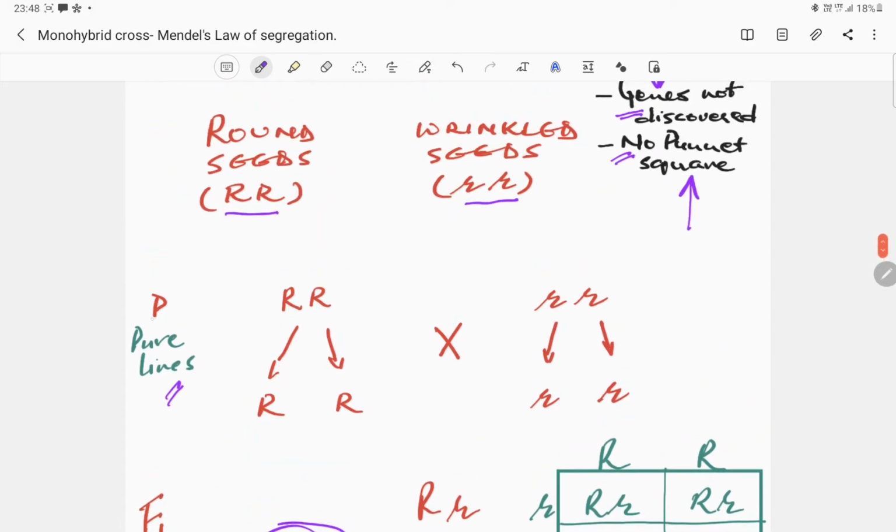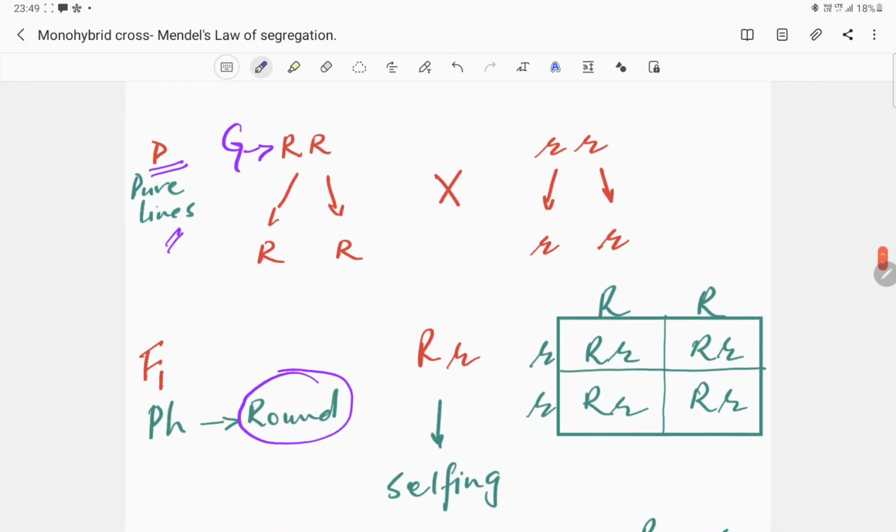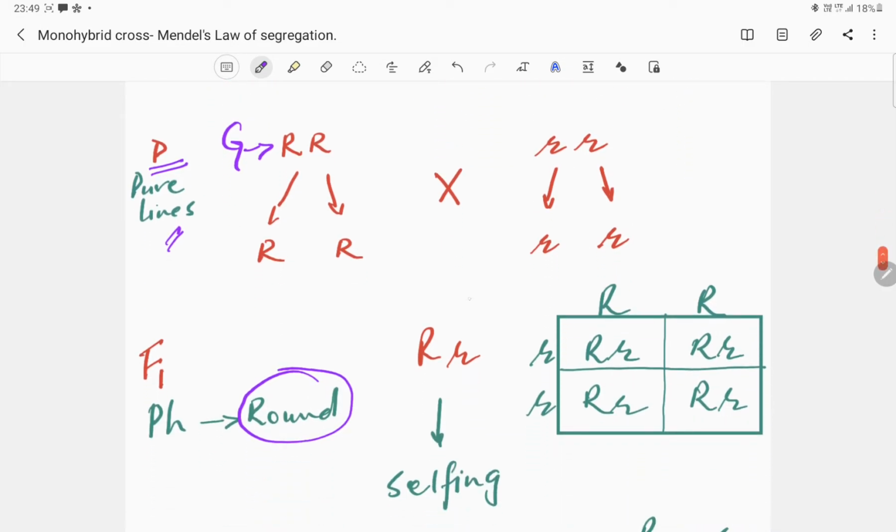So these were the parents. What was the genotype of the parents? Here is the genotype of the parents. He had no idea about the genotype at the moment because genes were not known, but they are known to us. He used to call them factors later on. So let us just say that he took round seeds and he took the plants with wrinkled seeds, and then he made a cross. And after the cross, what happened?